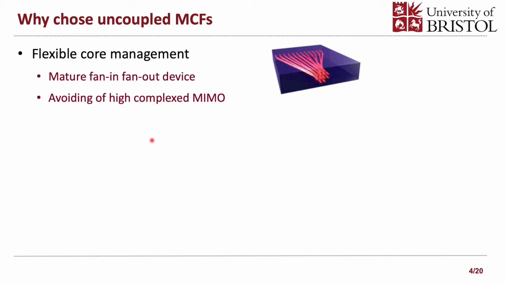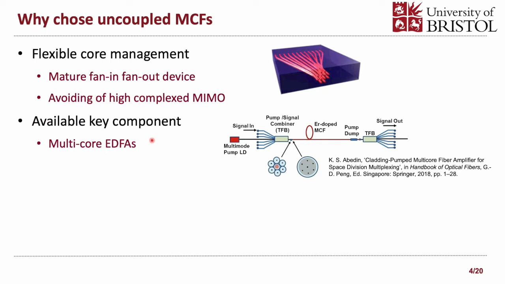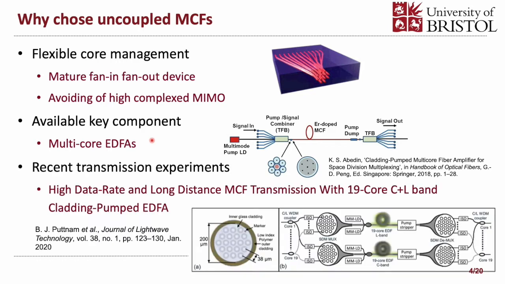Firstly, the current uncoupled multiple fiber provides flexible core management. We have seen mature fan-in, fan-out devices, and they don't require complex MIMO. That means in the node, we can implement the switching. And secondly, we notice their key components have been available, for example, multi-core EDFAs for the transmission environment. And we also see some recent transmission experiments have demonstrated the capability of using multi-core fiber to achieve high data rate and long distance transmission.